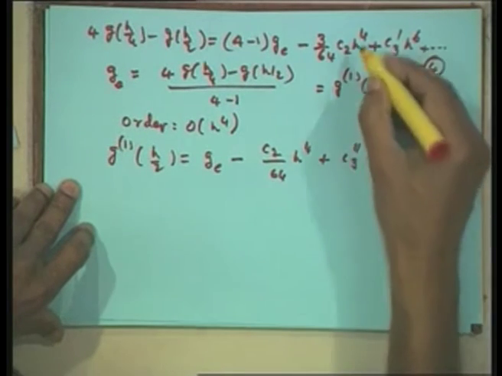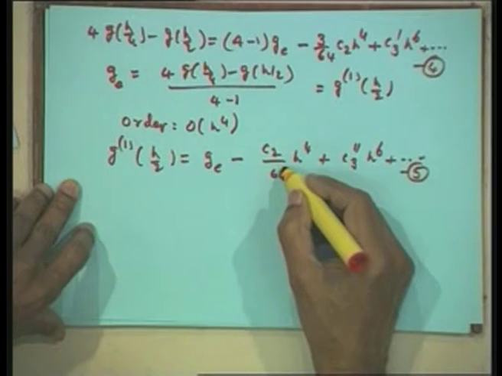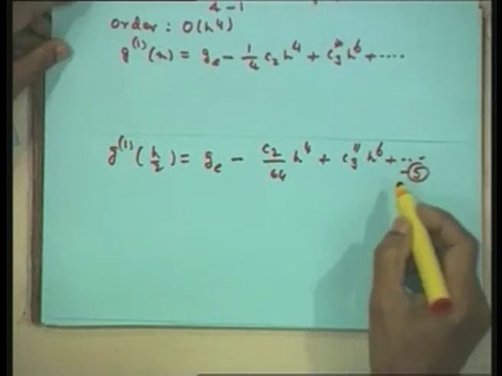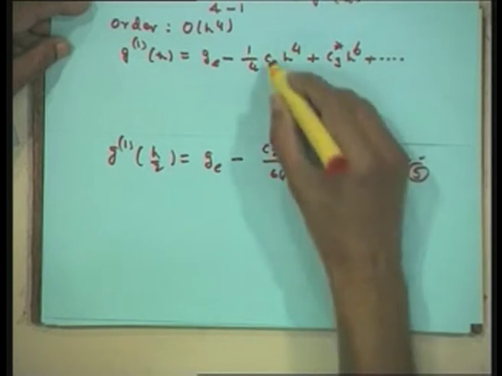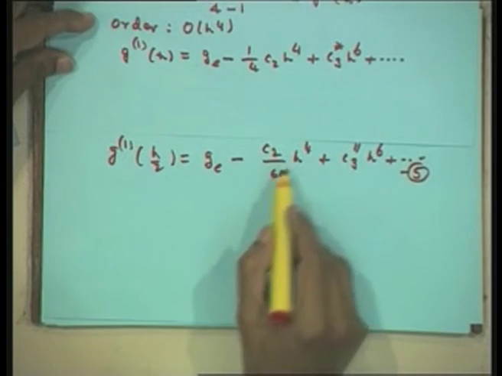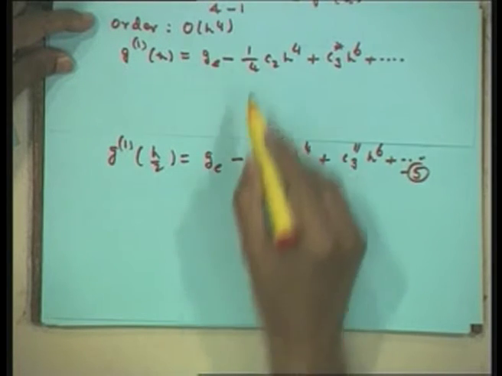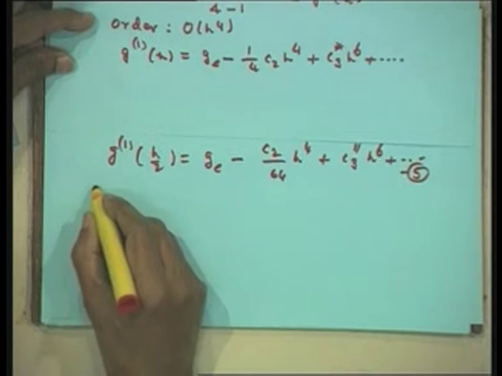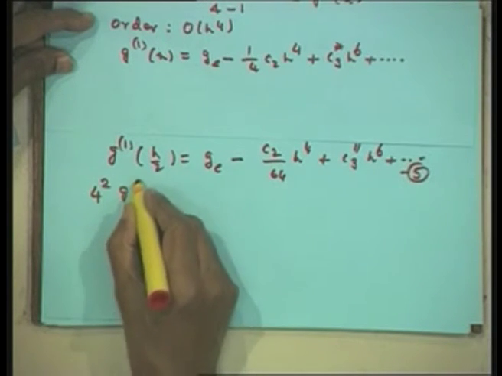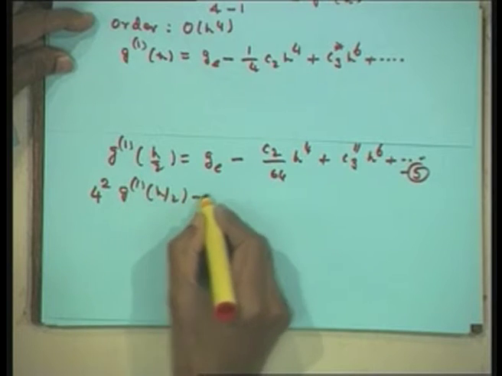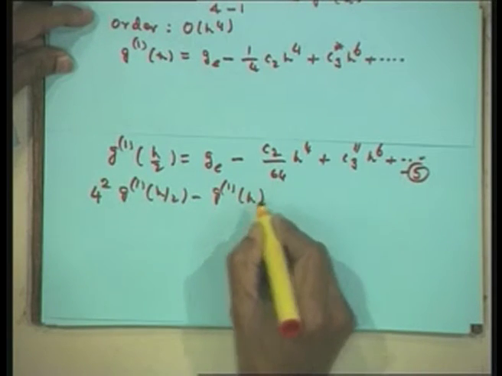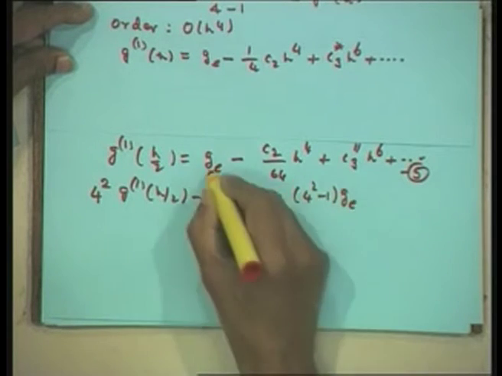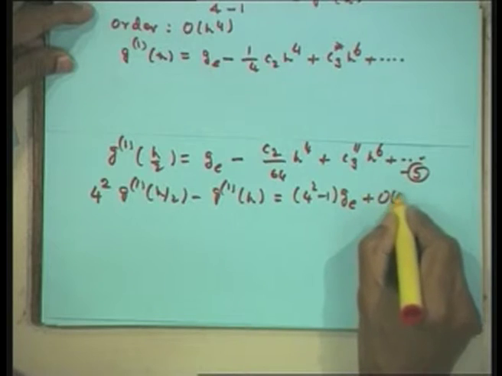Now, I would eliminate C 2 h 4 from these two equations. I would now eliminate C 2 h to the power of 4 from this equation and this equation. Now, you can see if I multiply this by 16 and subtract from this, then C 2 h 4 cancels from here. Therefore, I will have here 16, that is 4 square G 1 h by 2 minus G 1 of h will be equal to 4 square minus 1 of G E, this and this, plus order of h to the power of 6.